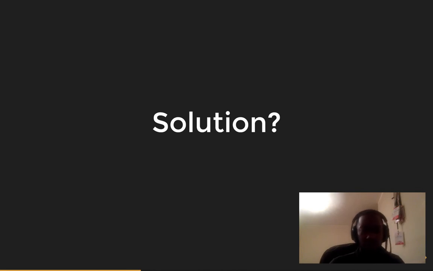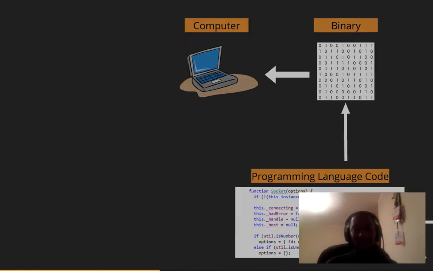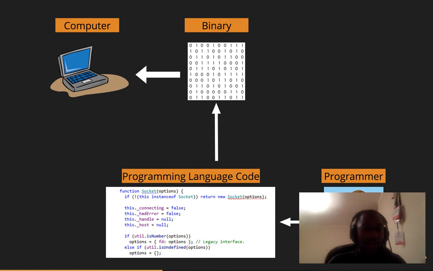So what's the solution? When computers were made, people started looking for solutions and they came up with programming languages, right? Because people did not want to write binary because binary is long, tedious, it's great, but it sucks. So what do programming languages do? This is how they work.